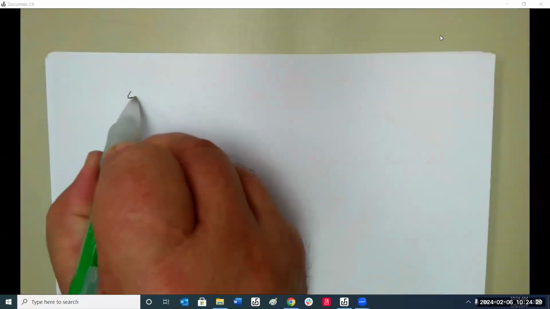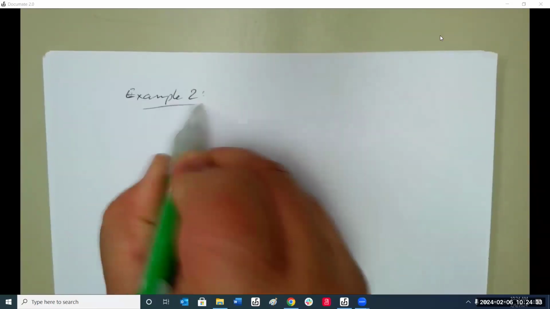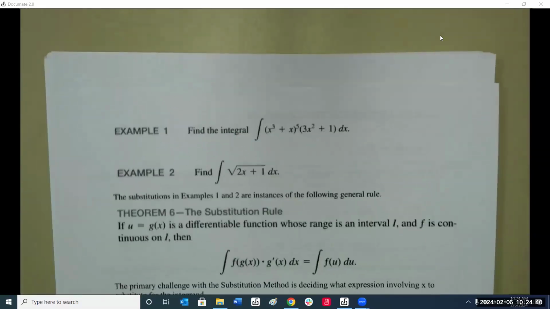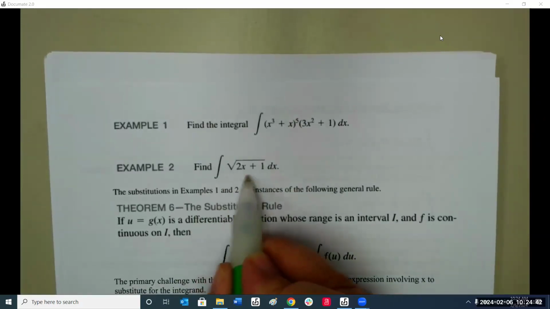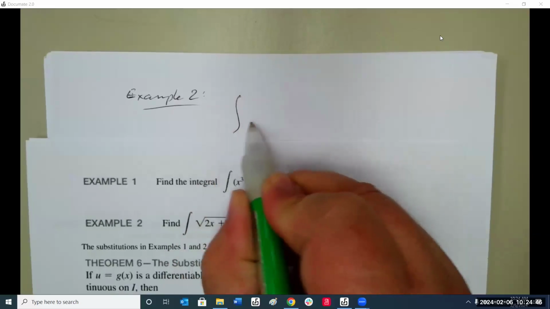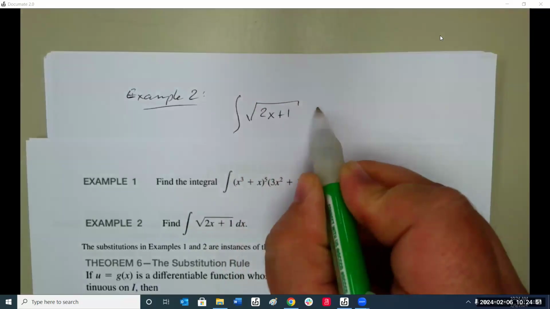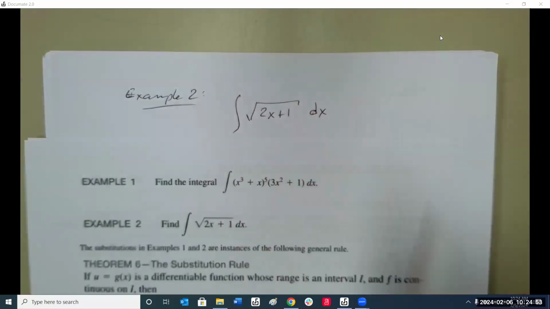Right. Example 2 is another example where, if there's a constant that we're missing, we can include that in our substitution. Where's example 2? Example 2 is right here. Find this integral: the integral of square root of 2x plus 1 dx.